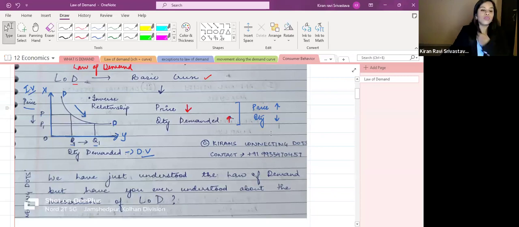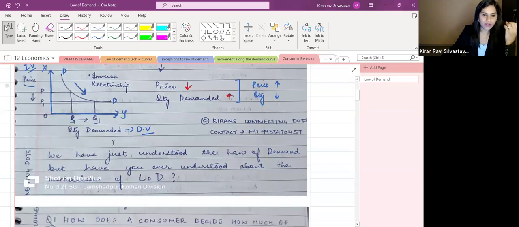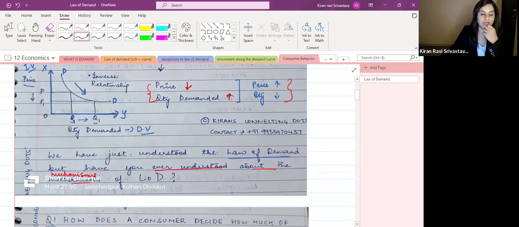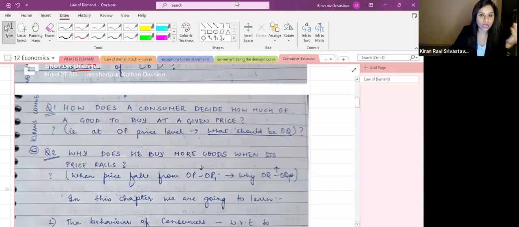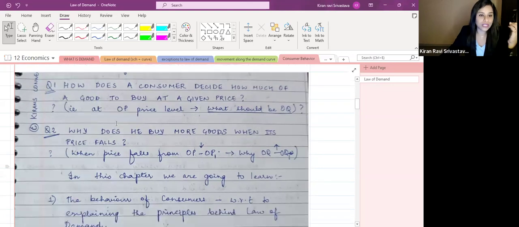So now you have understood the law of demand, but I don't know if you have questioned it in your mind. Have you ever understood the mechanisms of the law of demand, why this is an inverse relationship? There are two questions which might come to your mind, or two things you can question yourself, even if you have studied economics.